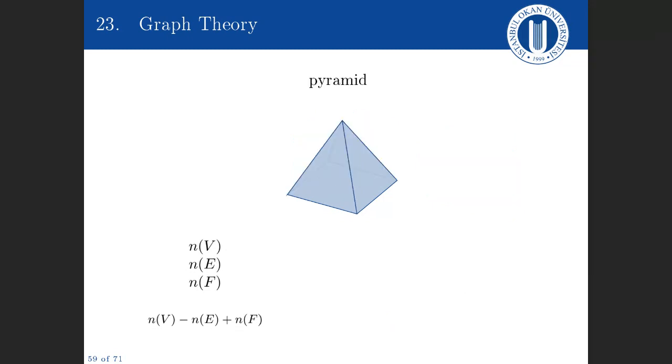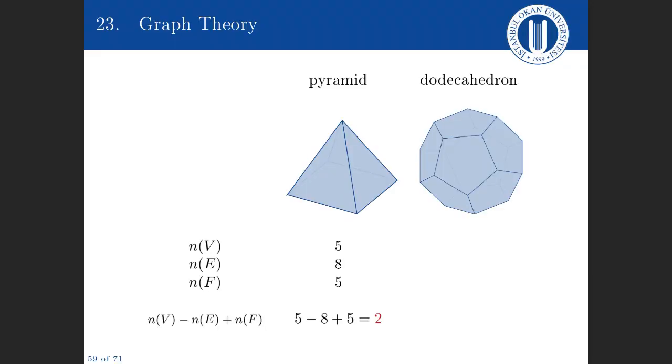A pyramid. A pyramid has 5 vertices, 8 edges, and 5 faces. Number of vertices minus number of edges plus number of faces is 2 again. Let's go again. This shape is called a dodecahedron. Dec means 10, and do means 2, so it's 10 plus 2 or 12. I'll leave it for you to check that there are 20 vertices, 30 edges, and 12 faces.